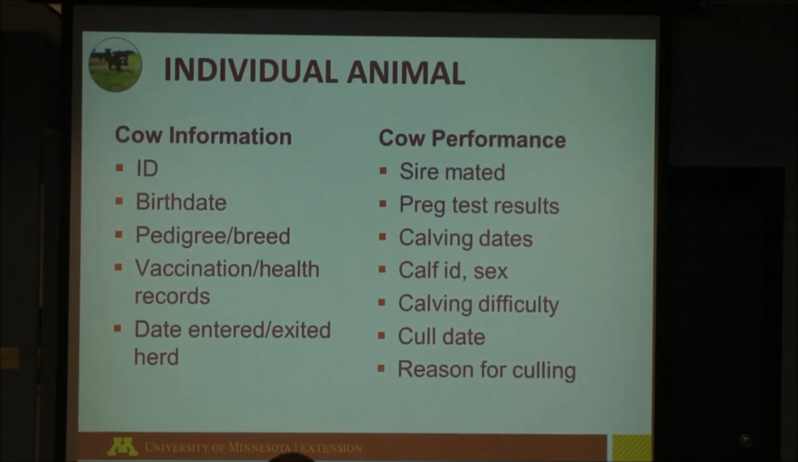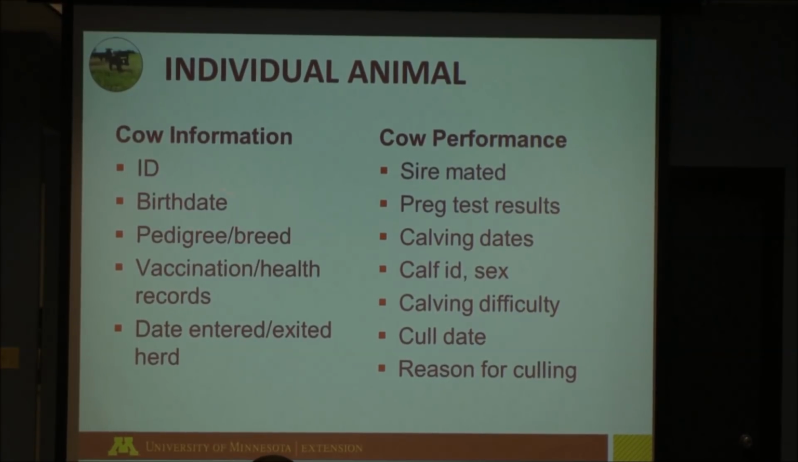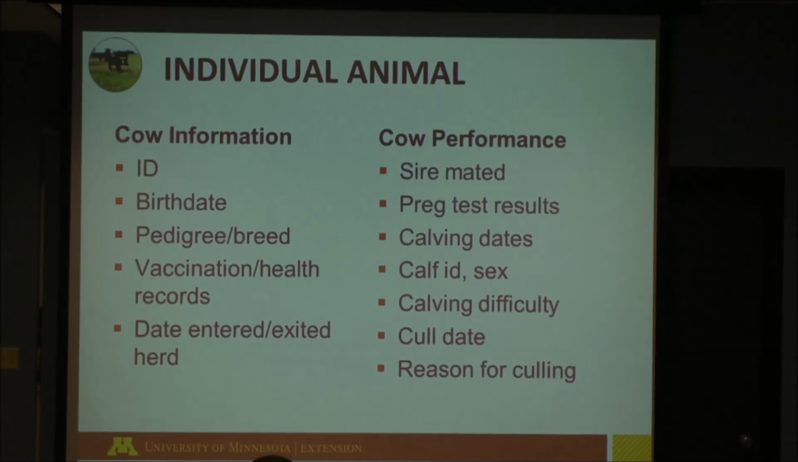Here's where it gets to be a little bit overwhelming. You have to collect kind of a lot of stuff. These are just some examples, and of course not everyone's going to keep records of the same things. Commercial operators are not going to collect the same things as a seedstock operator necessarily. But the main thing is we need an individual ID. Have an idea of the age of that cow, her pedigree or breed if you're using a crossbreeding system. Another big one is your management: vaccinations, health procedures, that sort of thing.